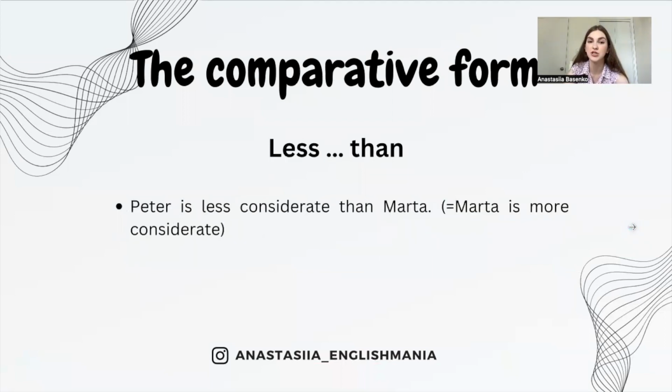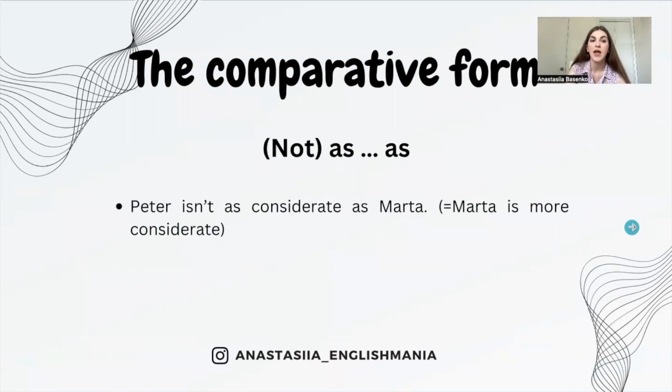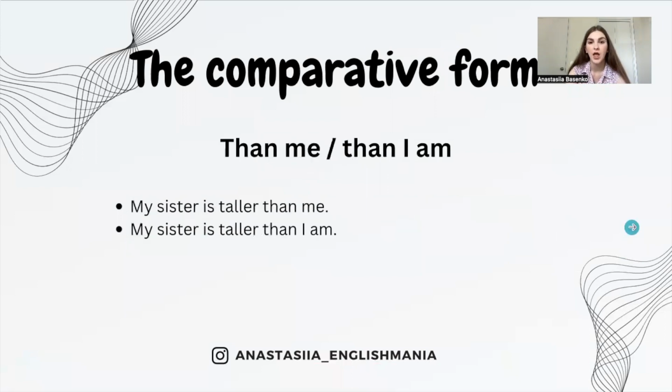Then we have the structure less than, the opposite of more than. Peter is less considerate than Martha. Martha is more considerate. And the same we have the structure not as. Peter isn't as considerate as Martha. Martha is more considerate, and we do not change the adjective in this pattern.